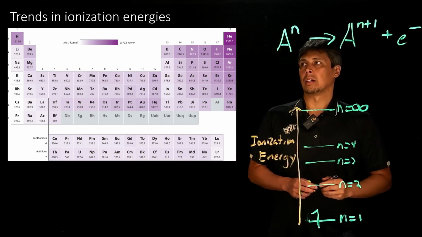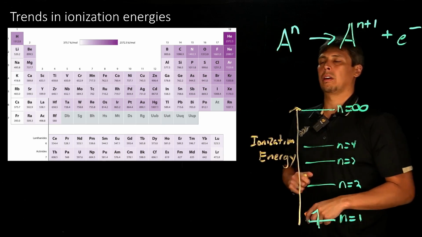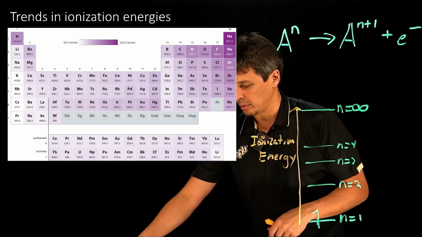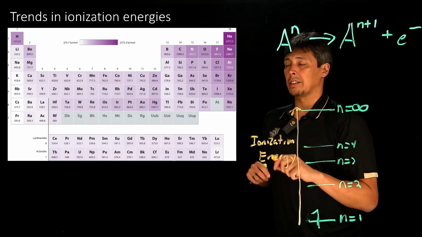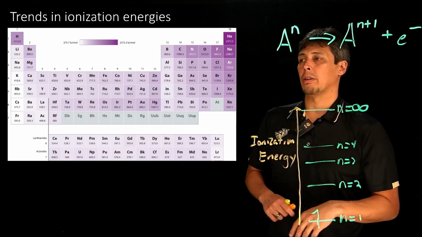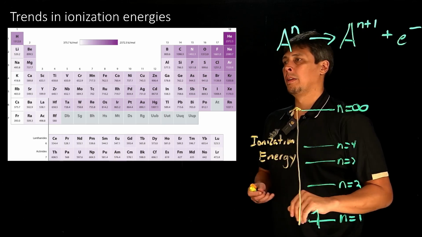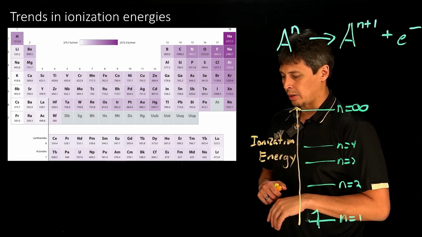Okay, and so if you look at the slide over here on the board, what you see is a schematic that shows the periodic table and the relative ionization energies, where a darker purple means that the ionization energy is higher, therefore it requires more energy in order to ionize that atom than something that has a lighter purple or is closer to the color white.